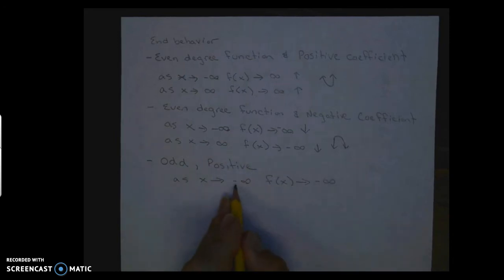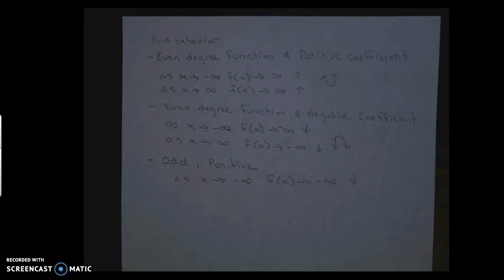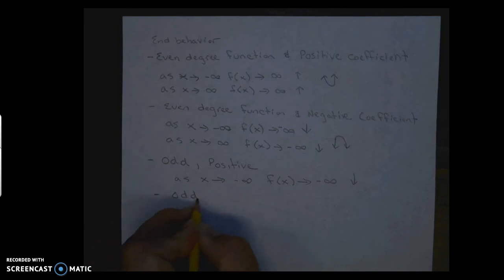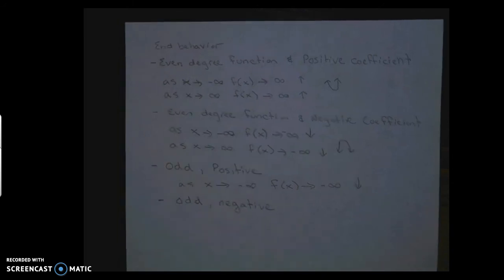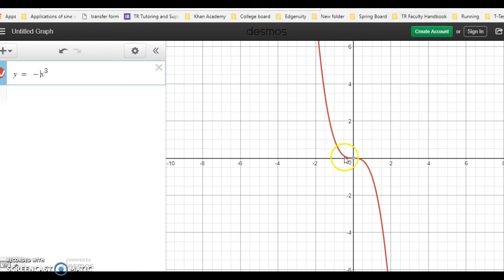Okay, as x went to negative infinity, y is going to negative infinity. That would be down. This means to the left, the function is going down, decreasing. Okay. Odd degreed function, negative coefficient. Let's go back. This time we have a negative. So notice, as we go to the left, the function is going up. As we go to the right, the function values are going down.